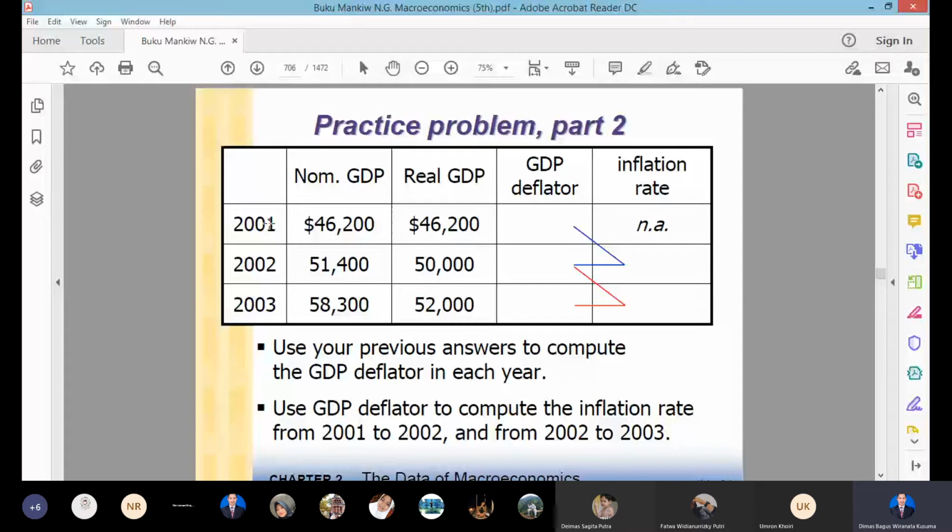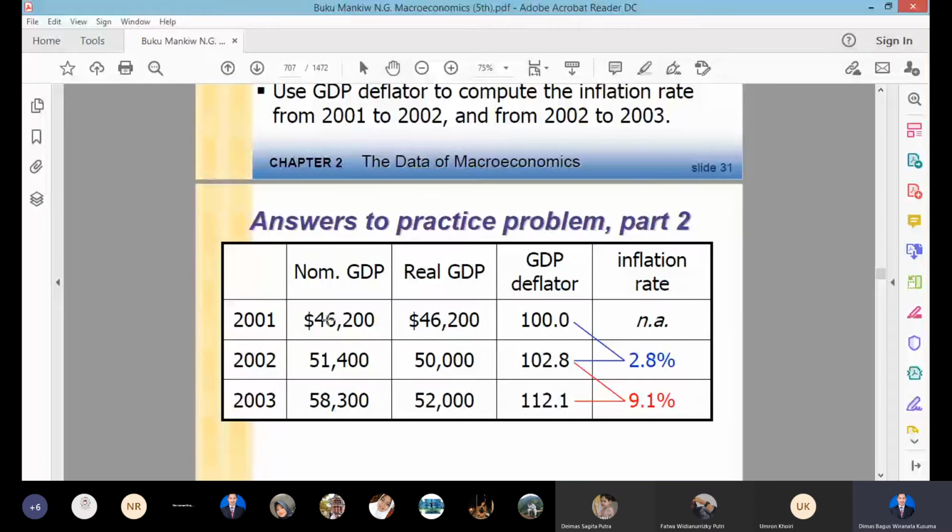2001 nominal GDP is 46,200, and real GDP should be the same. In 2002, it is 51,400 and real only 50,000. In 2003, it is 58,300 and real GDP 52,000. So how much is the GDP deflator? GDP deflator is nominal over real times 100. 46,200 over 46,200 times 100, the deflator is 100. And for 2002, 51,400 over 50,000 times 100, you get 102.8. And 2003 as well, 58,300 over 52,000 times 100, you get 112.1.